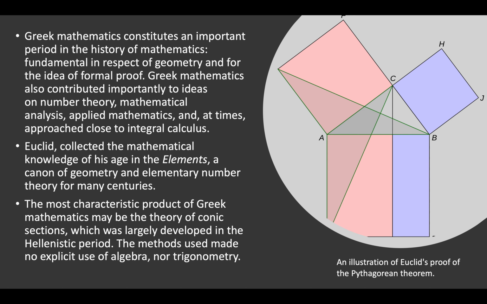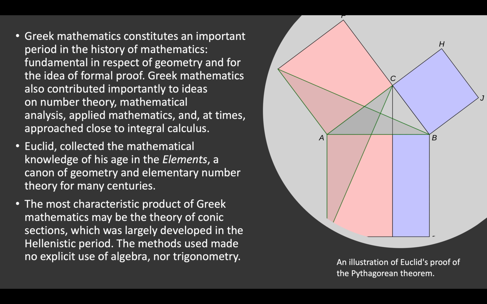Greek mathematics constitutes an important period in the history of mathematics, fundamental in respect of geometry and for the idea of formal proof. Greek mathematics also contributed importantly to ideas on number theory, mathematical analysis, applied mathematics, and at times approached close to integral calculus. Euclid collected the mathematical knowledge of his age in the Elements, a canon of geometry and elementary number theory for many centuries.